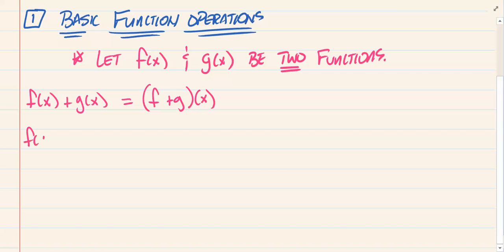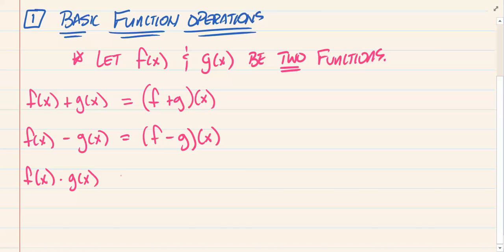So the same thing works for f of x minus g of x. It would be f minus g of x. This is what this means, right? They're equivalent on both sides, so they mean the same thing. Okay? If I want f of x multiplied by g of x, well, it's just f times g of x. This is what this means for us.